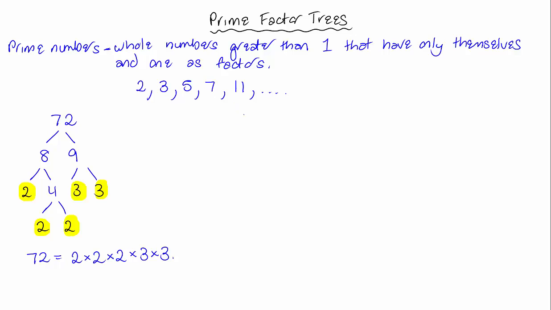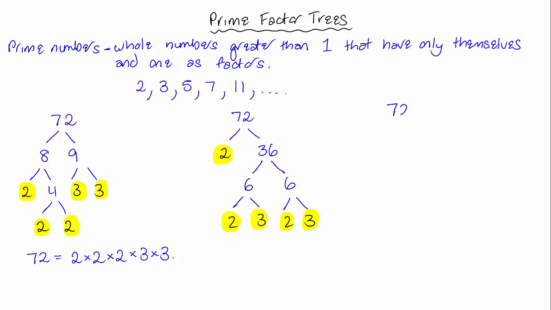I could have gone 72 and thought, okay, 2 goes into 72, and 2 times 36 is 72. And then I could have looked at the 36, and the first thing that comes to my head is 6 times 6 is 36. And then I could have broken up each of those. But again, our prime factors are still the same. It makes no difference which way we go.